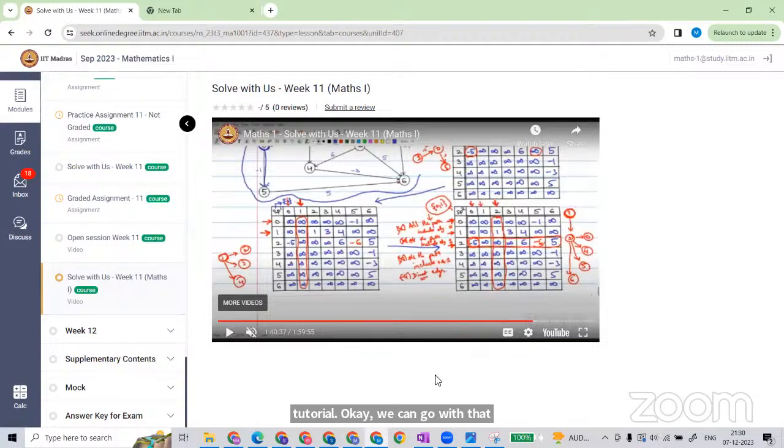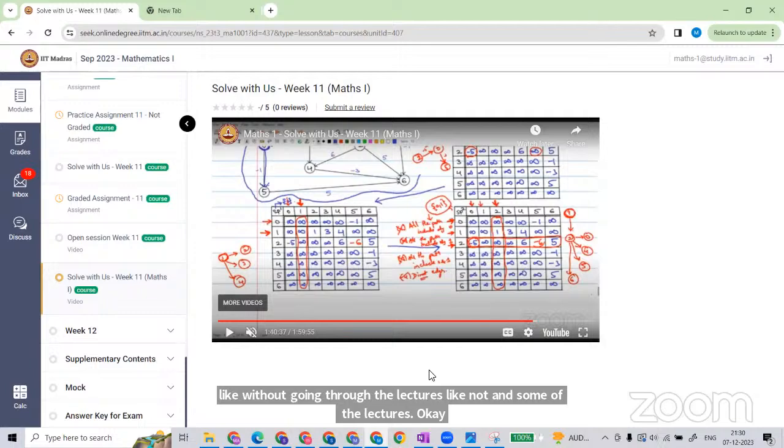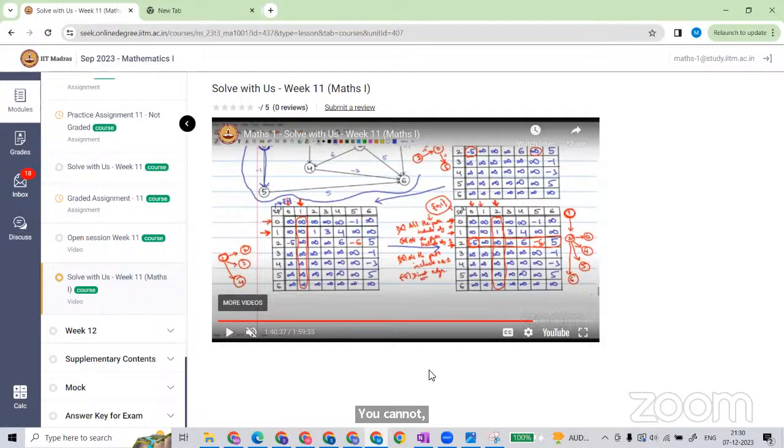Without going through the lectures, you cannot understand even the tutorials. So the first thing is that you have to get some knowledge about the topic from the lectures. You don't have to make notes, that's totally up to you.